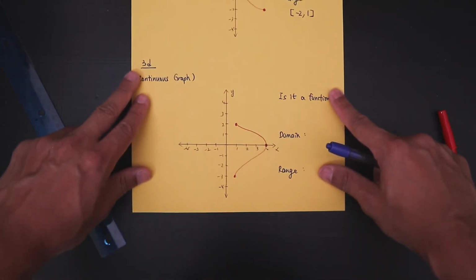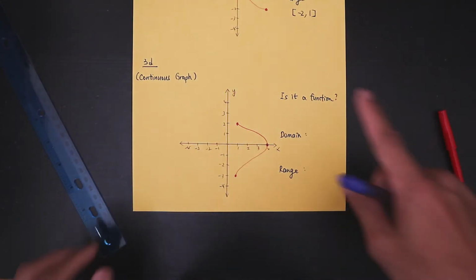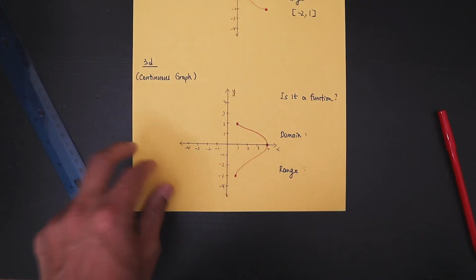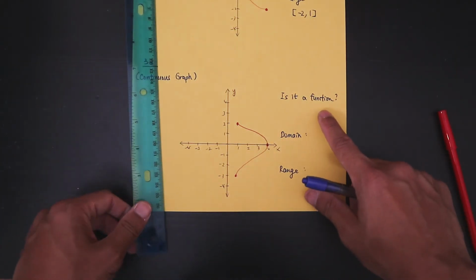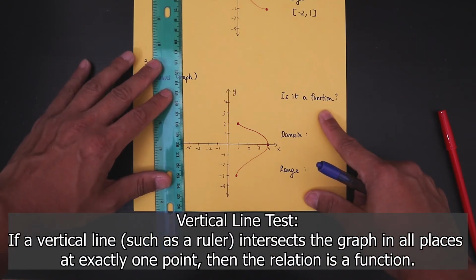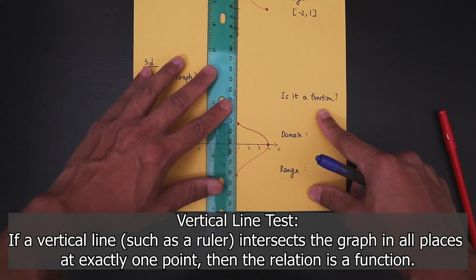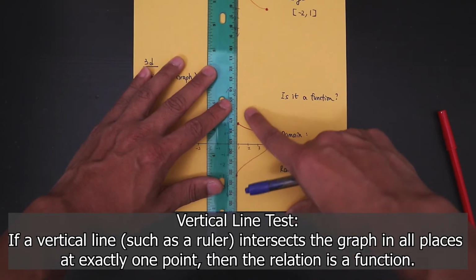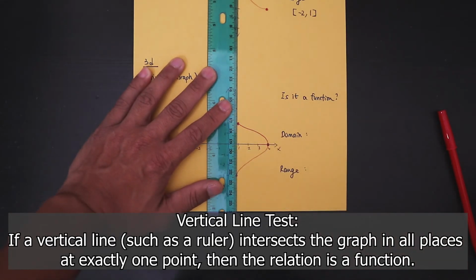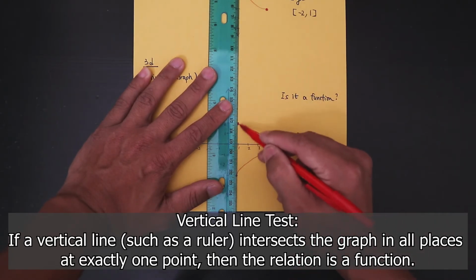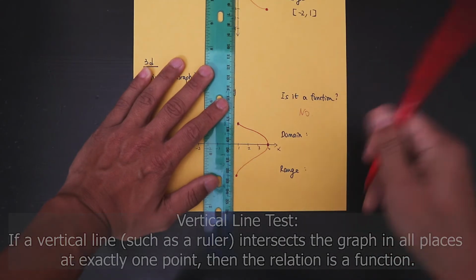Let's do one more, the last example. In example 3D, again, it's a continuous graph because there's a line connecting the dots. So is it a function? Let's use the vertical line test to scan it. So I'm going to go from left to right. There's nothing so far. And as soon as I hit this area, I see that there are 2 points touching the ruler. So is it a function? No. That's the same as saying one person has 2 birthdays. So this is a no, not a function.